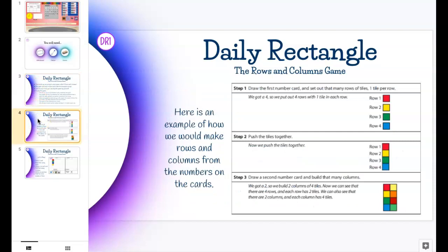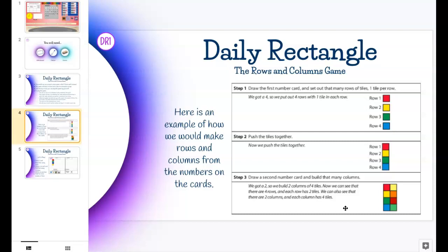Here's an example of how we make rows and columns from the numbers on the cards. When we draw our first number card, we set out that many rows of tiles with 1 tile per row. If we got a 4, we would put out 4 rows with 1 tile in each row. We need to make sure that we push them pretty close together in Seesaw, so we have an array. They should be touching. Then we'll draw our second number card and build that many columns.